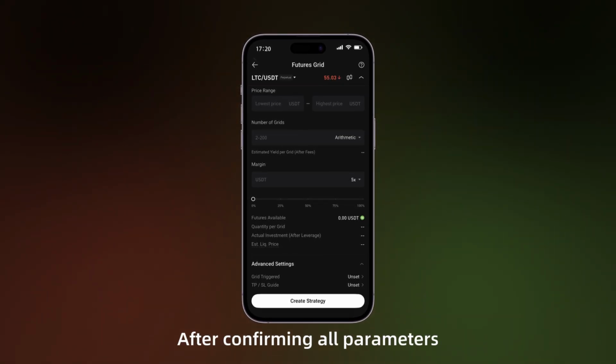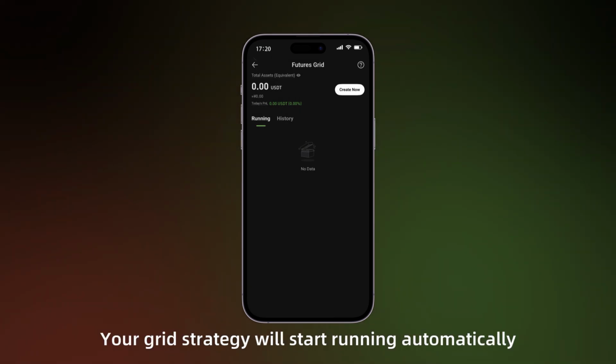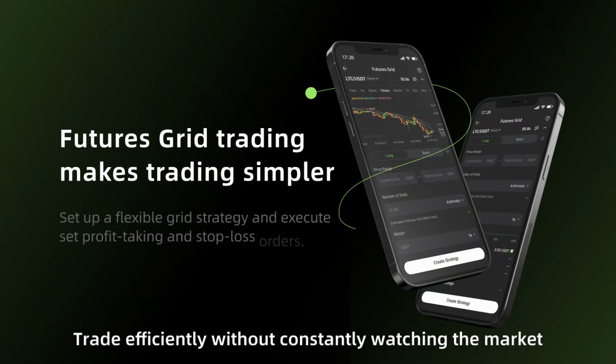After confirming all parameters, tap Create Strategy. Your grid strategy will start running automatically. Trade efficiently without constantly watching the market.